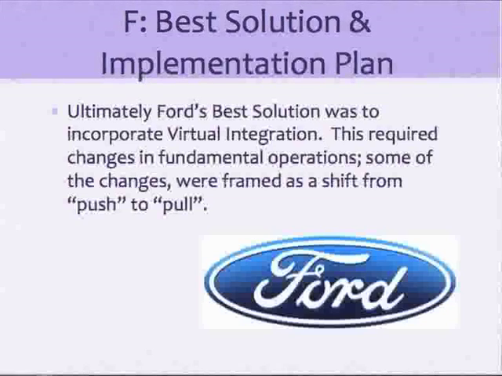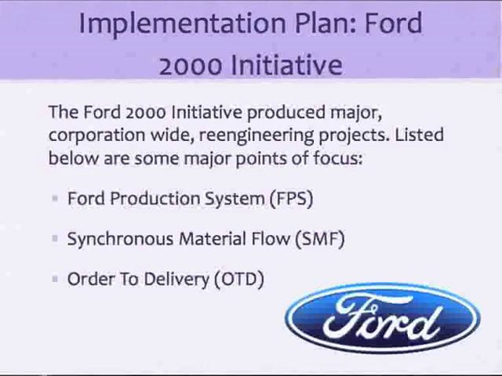So ultimately what Ford found best was to incorporate virtual integration. This required changes in fundamental operations, and some of the changes were framed as a shift from push to pull. How Ford got the ball rolling is they created the Ford 2000 Initiative. The Ford 2000 Initiative produced major corporation-wide reengineering projects. Some of these, for example, were the Ford Production Systems, which included the Synchronous Material Flow and Order-to-Delivery System.